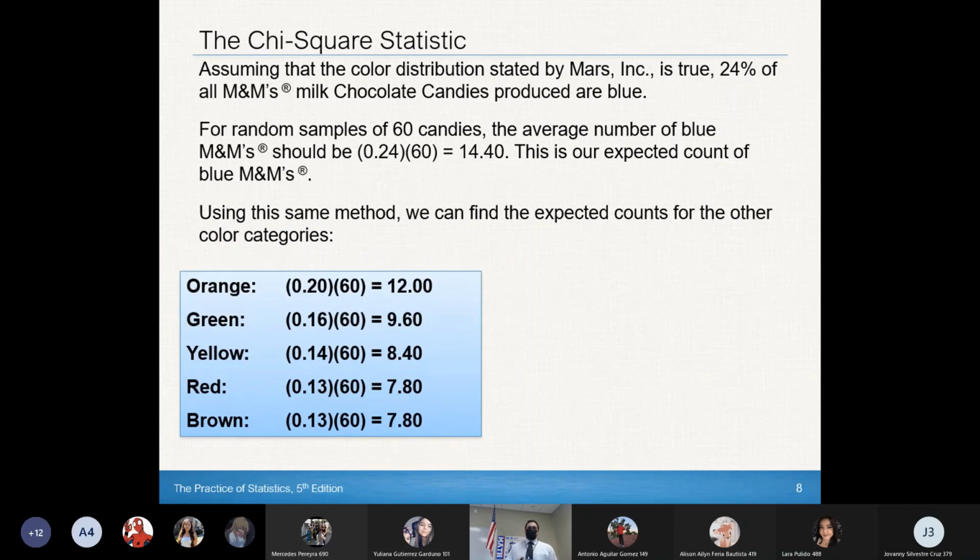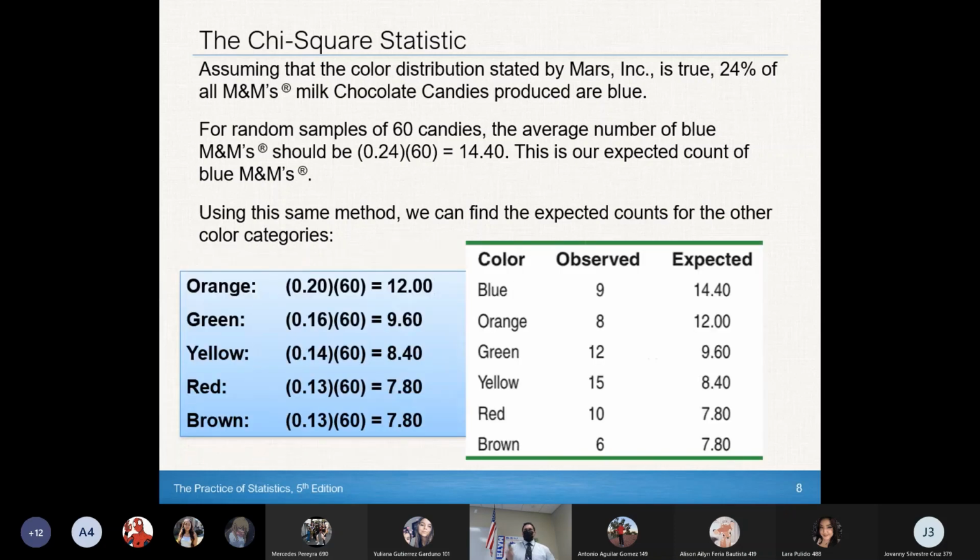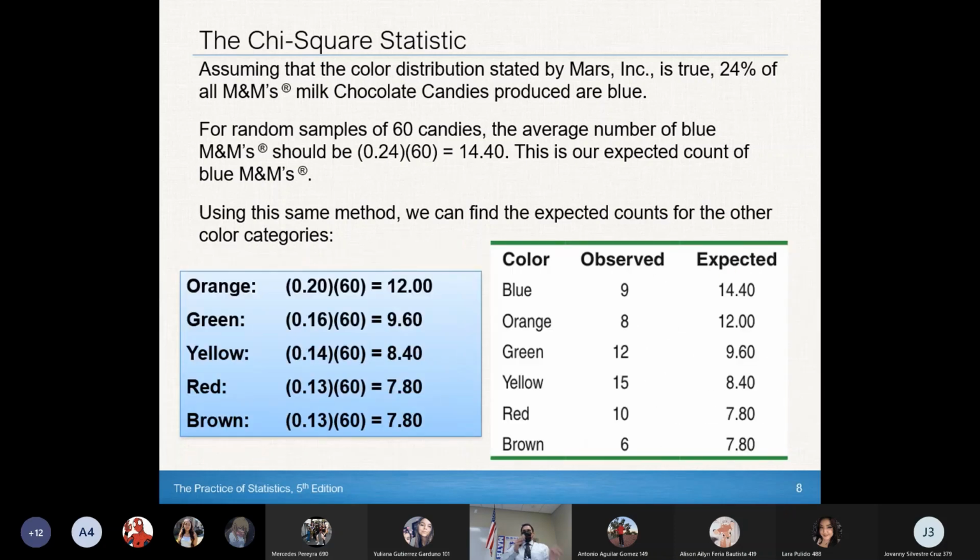And so for each color in our category, we get an expected value. There should be 12 oranges, 9.6 greens, 8.4 yellow, 7.8 red, 7.8 brown on average. This is what we should get when we sample 60 candies. And we can list these side by side here to see our observed versus expected.